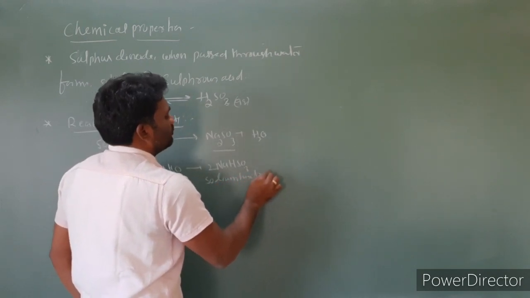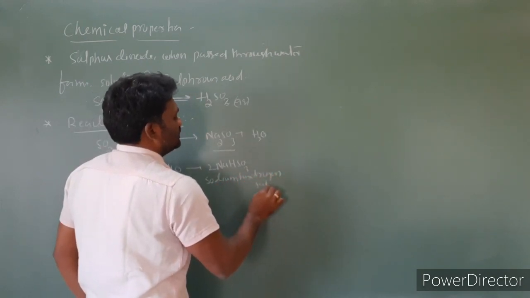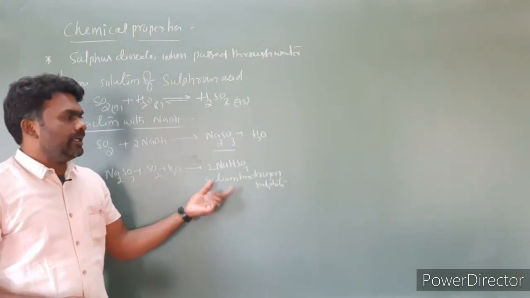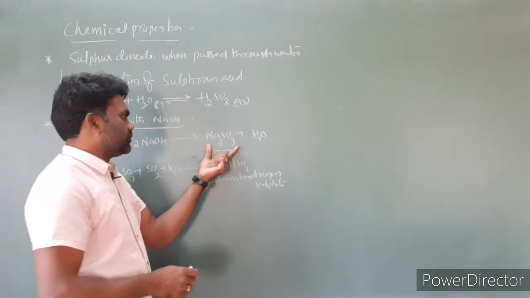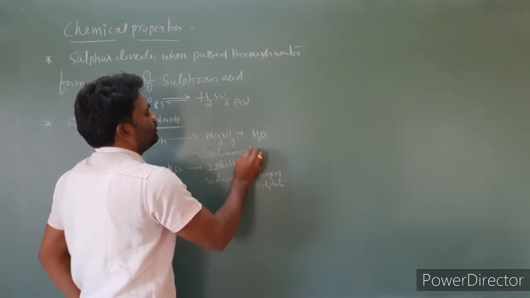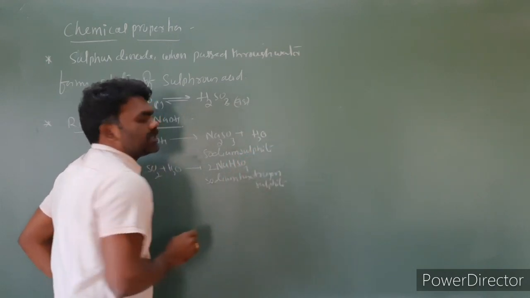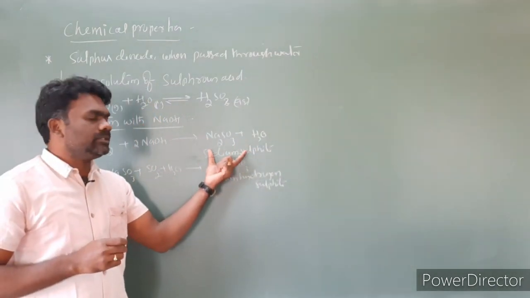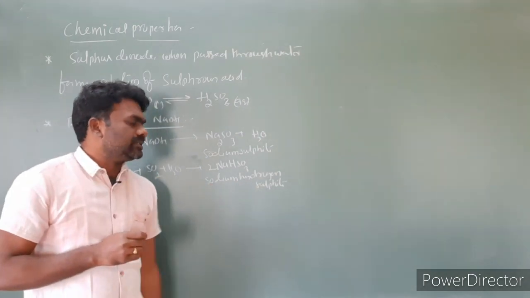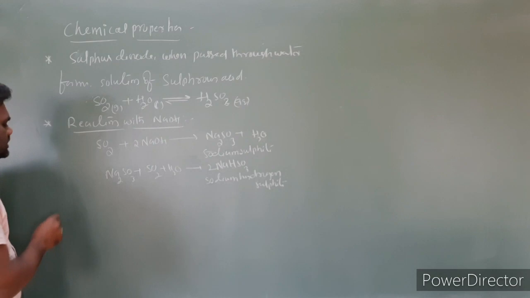Sodium hydrogen sulfite is the final product formed in this reaction. In the first step, sodium sulfite is formed. The sodium sulfite further reacts with sulfur dioxide to produce sodium hydrogen sulfite. So this is the second reaction.